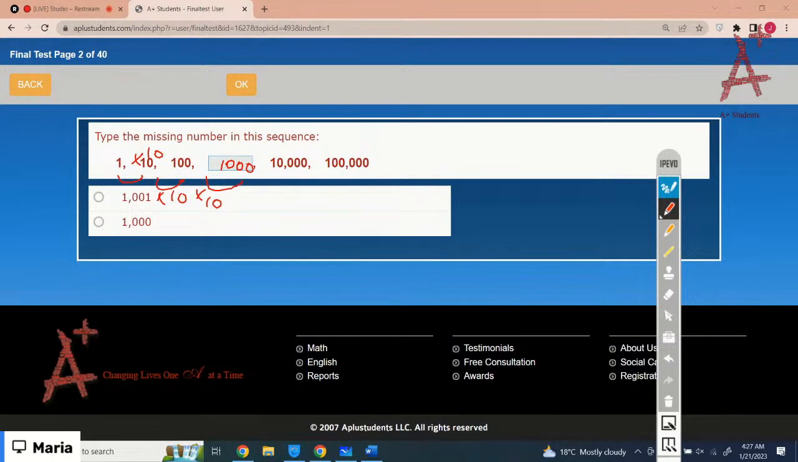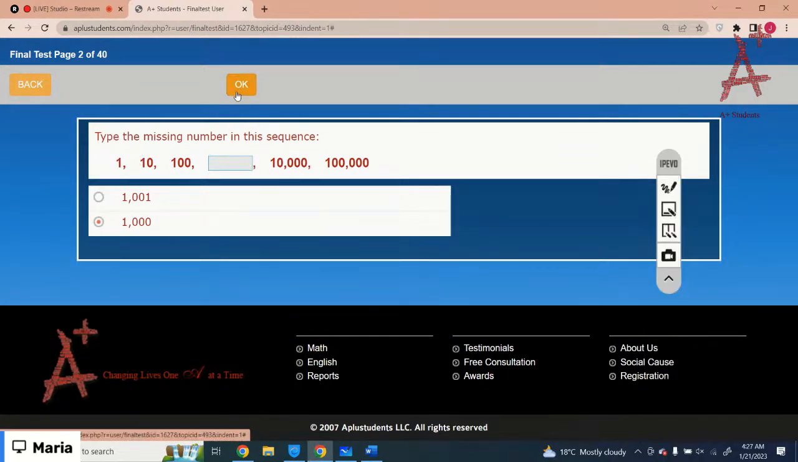So the correct option is the second one. That would be 1000. So the correct option is 1000. Got it? So just select the correct option, then click on the OK button.